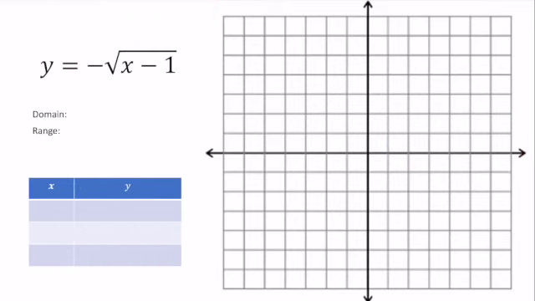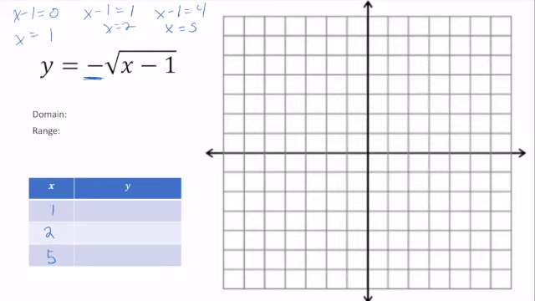Now let's take a look if I have negative square root of x minus 1. When we were working with quadratics, if I had a negative out front, what did it do to my graph? Okay, it flipped it. It made it upside down. So let's see what's going to happen with my radical function here. So I take my radicand and I set it equal to the first few perfect squares, which are 0, 1, and 4. So I have x equals 1, x equals 2, and x equals 5, just as in the previous slide.